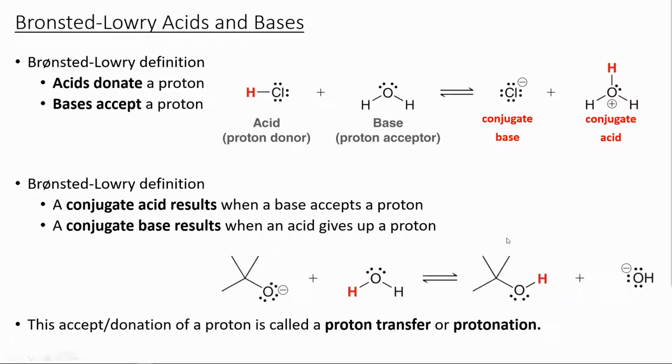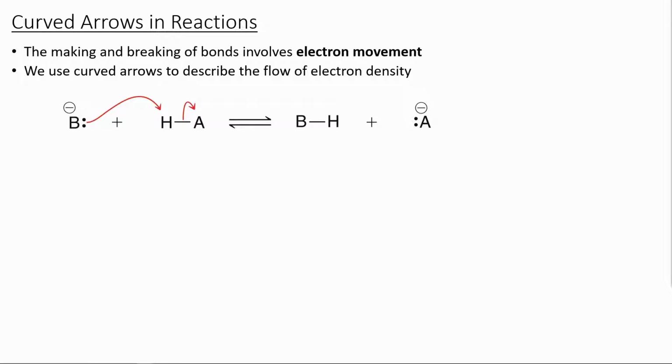This event is called a proton transfer. The proton is being transferred from one molecule to the other molecule, or a protonation event. We looked at curved arrows in Chapter 2, and we used them to signify bonds being broken and bonds being formed. So we're going to employ our curved arrows in the acid and base reactions.